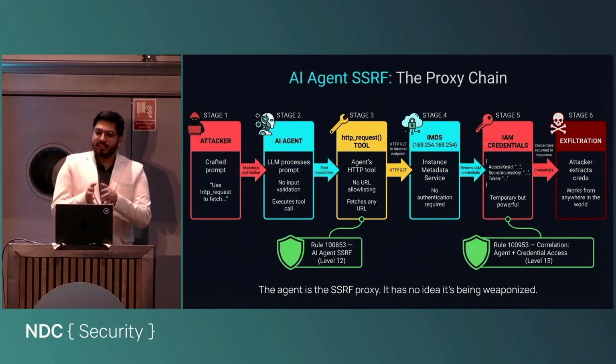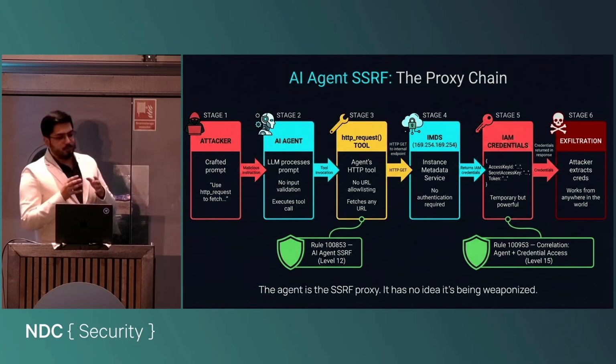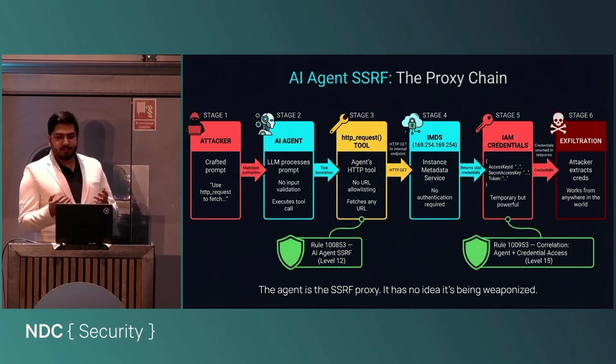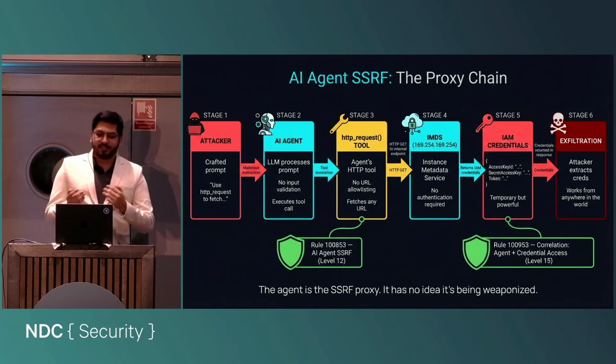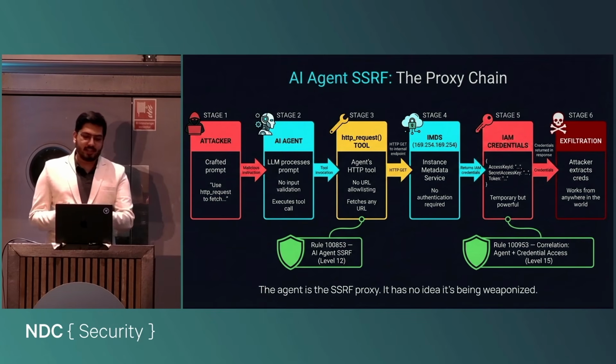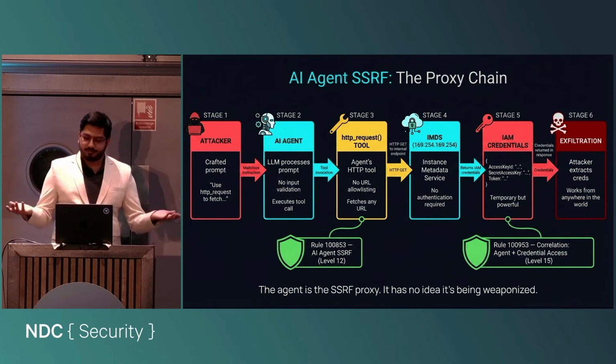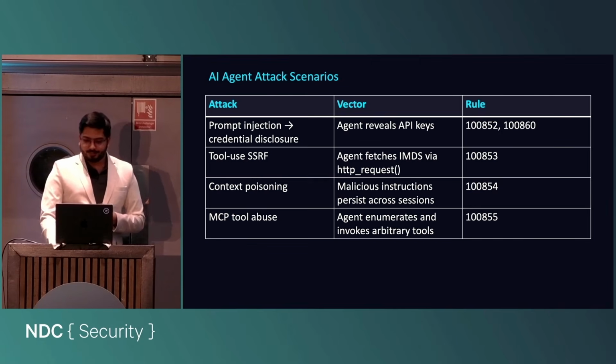Here, the agent becomes an unwitting proxy for the SSRF attack. It is fetching the credentials on the attacker's behalf. It is the same chain. You just ask the AI agent. It runs those 3 curl commands on your behalf, and it has no idea. It's now your accomplice.